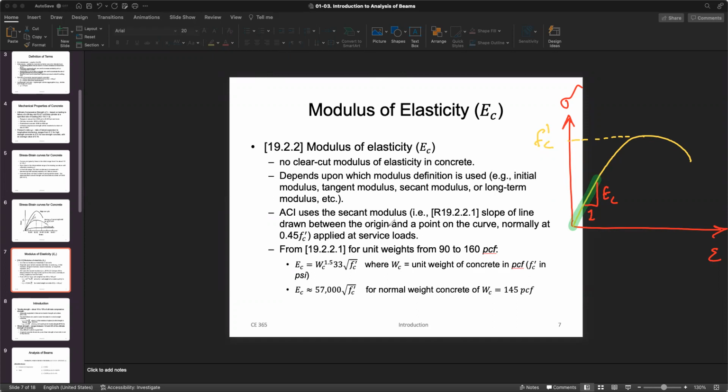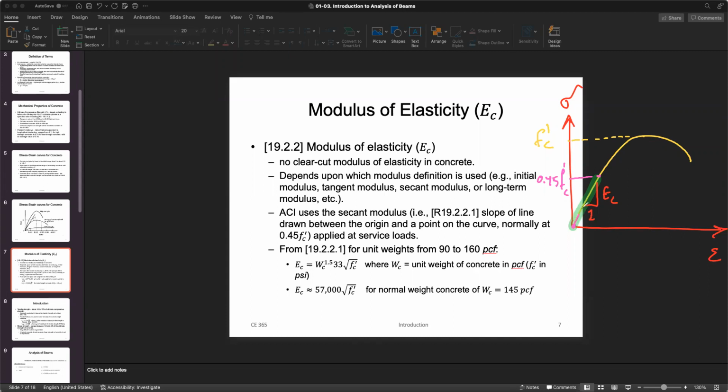ACI uses the secant modulus, the slope of the line drawn between the origin and a point on the curve, normally at 0.45 f'c. That will be used for that. All right. Look at this. So you're going to read the slope of a line. Let me use purple probably. That goes from the origin. So if it is f'c here, 0.45, for example, if it is here, this is 0.45 f'c. Okay.